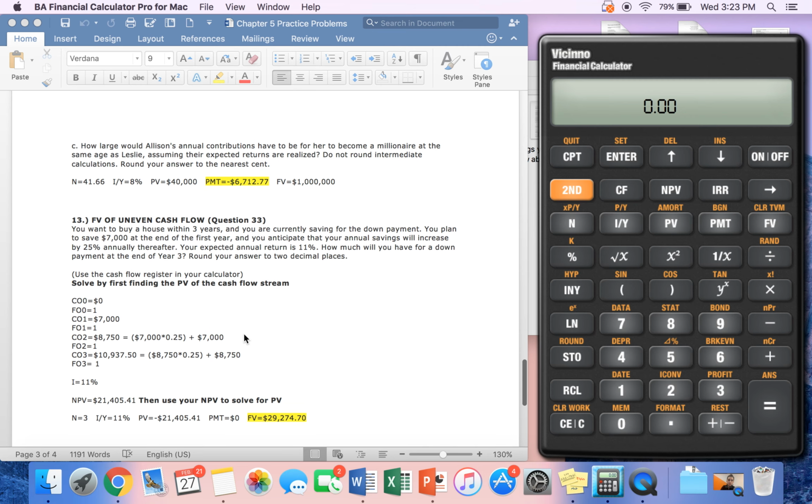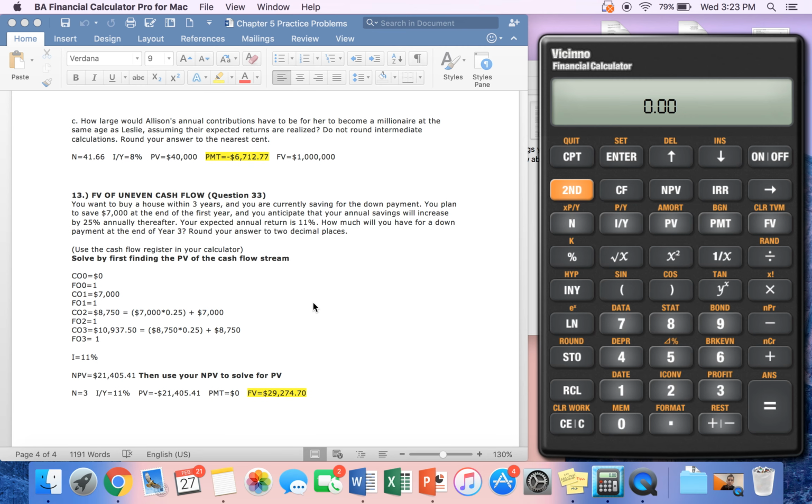Okay, last question. This one is a very straightforward question, but it does tend to trip people up because there's a couple extra layers on this question that we haven't seen before. So the question says that you want to buy a house within 3 years and you're currently saving for a down payment. So you plan to put forth $7,000 at the end of the first year, and you anticipate that your annual savings will increase by 25% annually thereafter.